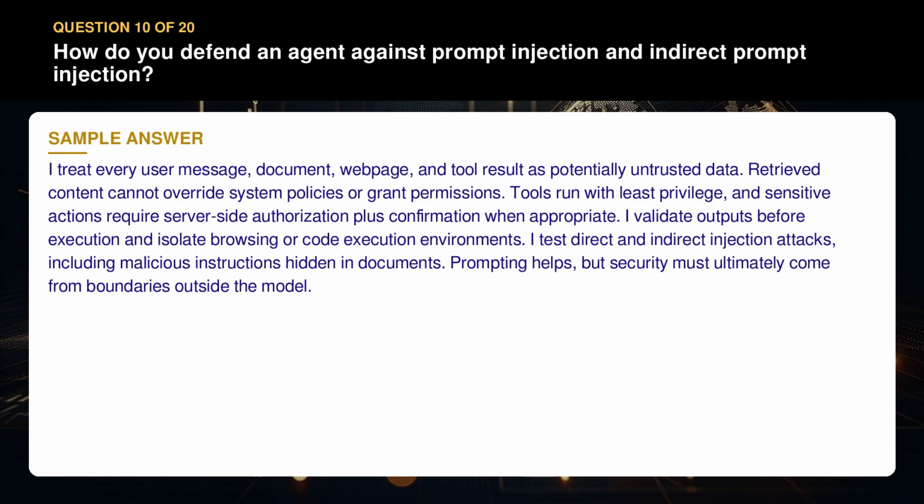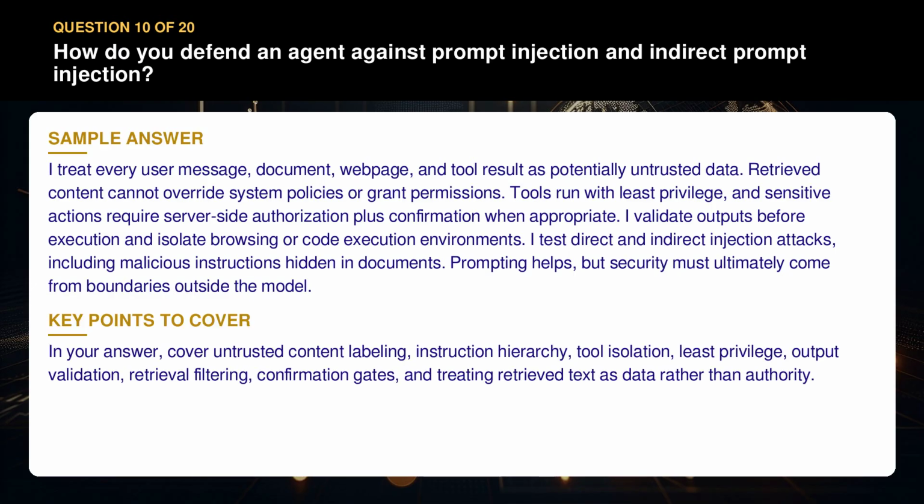I validate outputs before execution and isolate browsing or code execution environments. I test direct and indirect injection attacks, including malicious instructions hidden in documents. Prompting helps, but security must ultimately come from boundaries outside the model. In your answer, cover untrusted content labeling, instruction hierarchy, tool isolation, least privilege, output validation, retrieval filtering, confirmation gates, and treating retrieved text as data rather than authority.